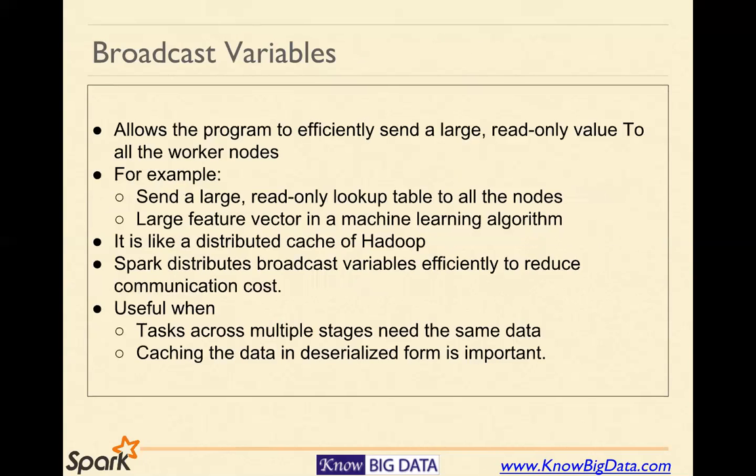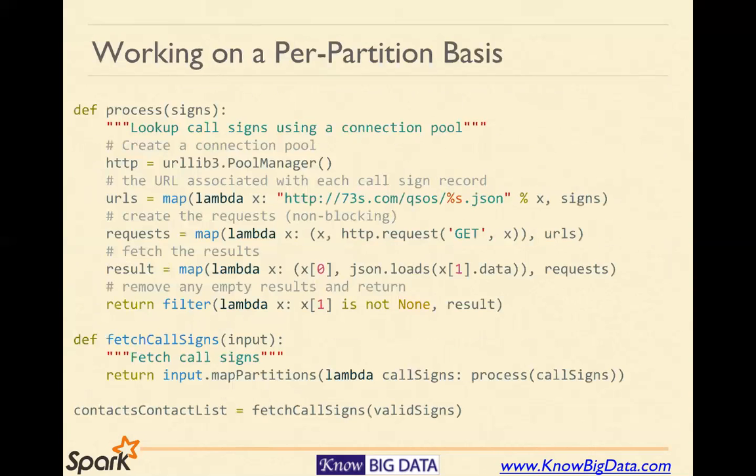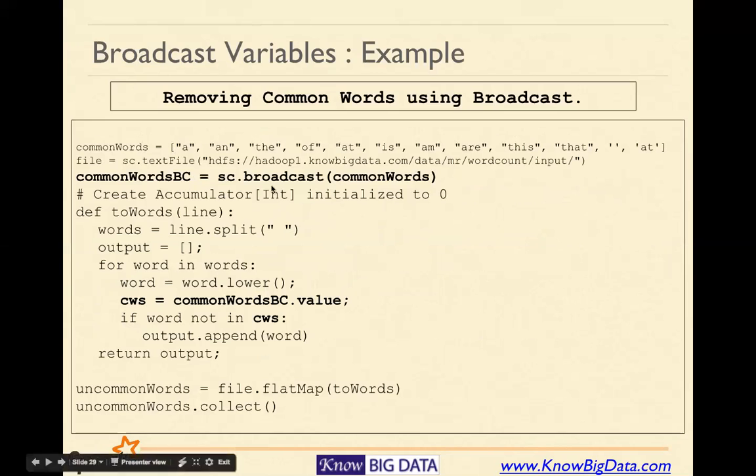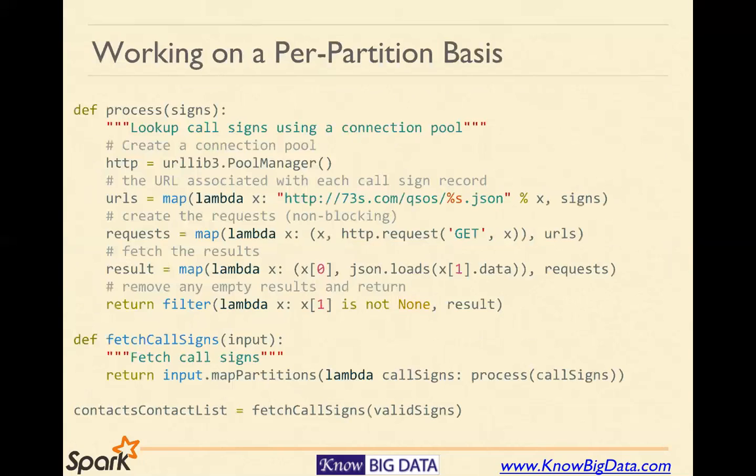By defining a broadcast variable, you can send the data to all the nodes. Here is an example of a broadcast variable. You can create a broadcast by saying sc.broadcast, and that's it. Sometimes you want to work on a per partition basis. In those cases, you can use, let's say, mapPartitions and others. But be careful with the work you do.